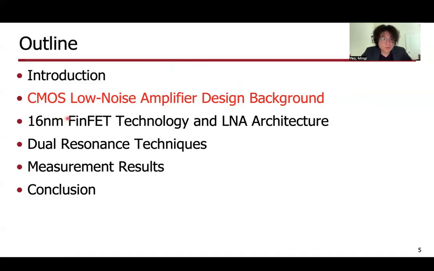Then the proposed work will be shared, starting with some literature survey, and then the RF characteristics of a FinFET technology will be highlighted. Then the architecture of my proposed LNA will be shared. And then the dual resonance techniques which are employed in my design to extend the bandwidth of our LNA will be explained in more detail. And then the measurement results will be shared and compared against the state-of-the-art designs to finally conclude the presentation.